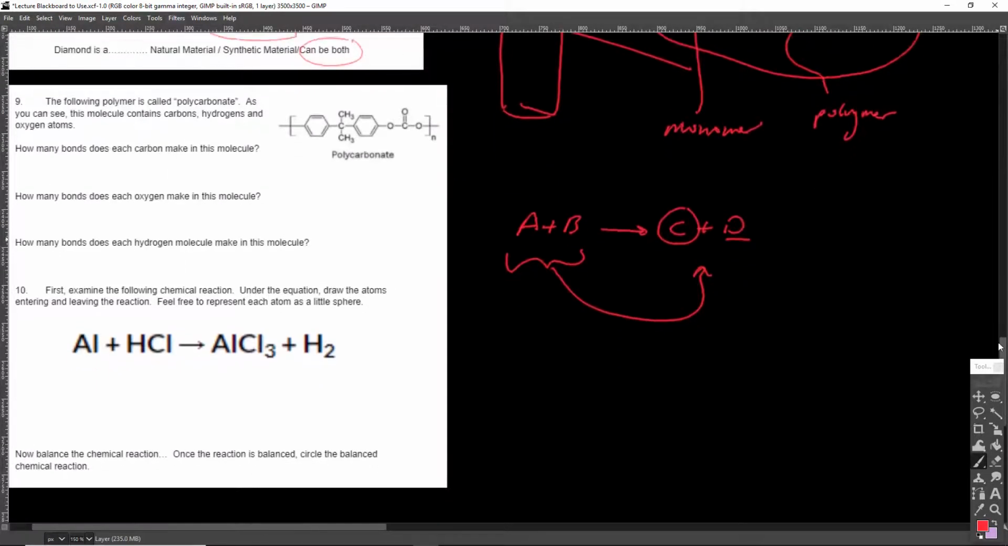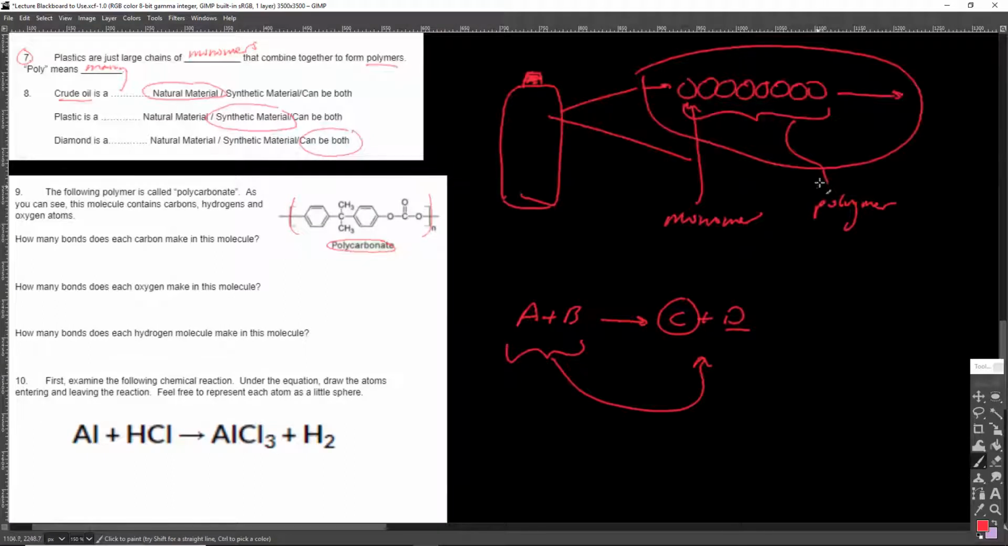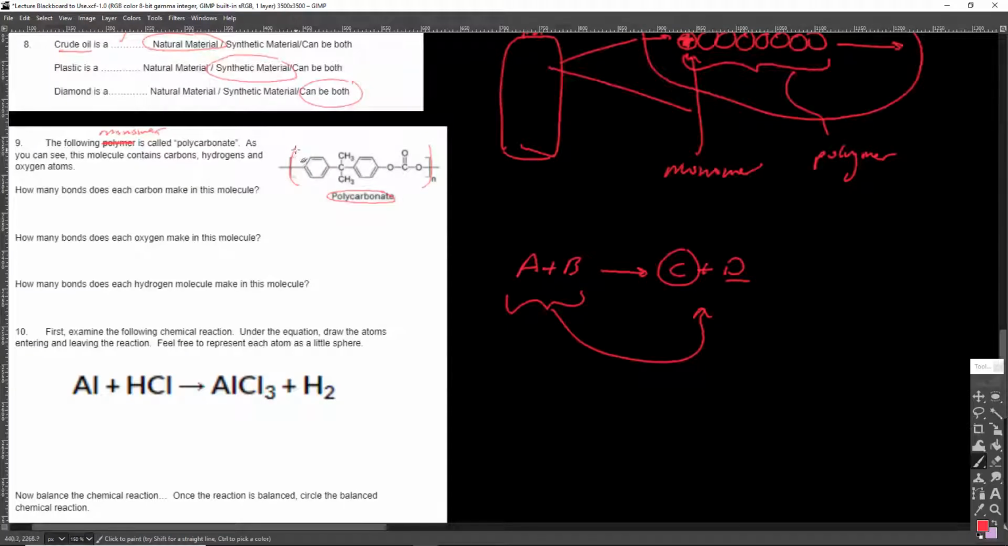Okay, so the following polymer is called a polycarbonate. Okay, so there is the polymer. So this thing right here is just one of these. Okay, so actually this is a monomer. It's a little confusing because it'll be used interchangeably with chemists because they work with it all the time. But this is actually a monomer of a polymer called polycarbonate. So this is the monomer that gets chained together. This just gets repeated. That's what that little N means. This chain right here just gets repeated over and over.